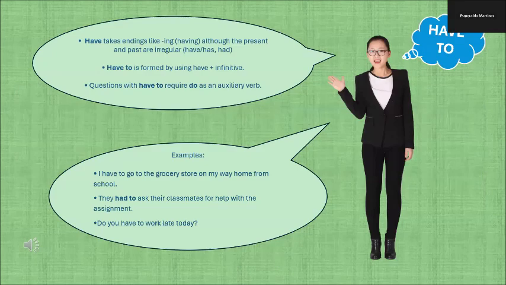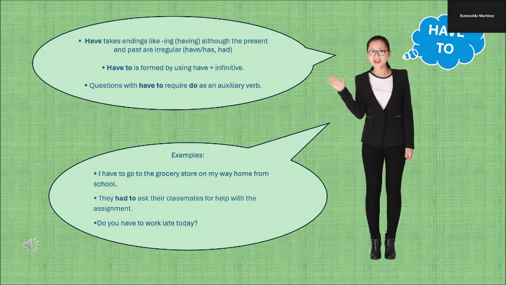Now we will talk about the verb have to. Have to is not exactly a modal verb. Have takes endings like ing, for example, having. Although the present and past are irregular: have or has, and had. Have to is formed by using have plus infinitive. For instance, have to do, have to be.